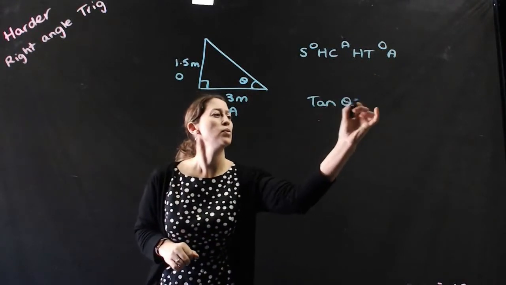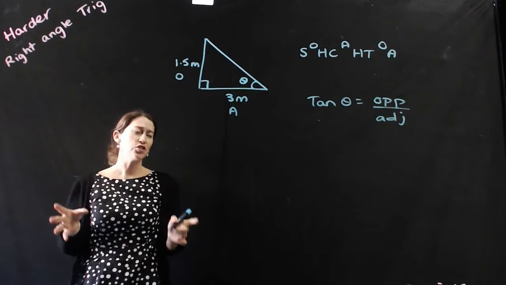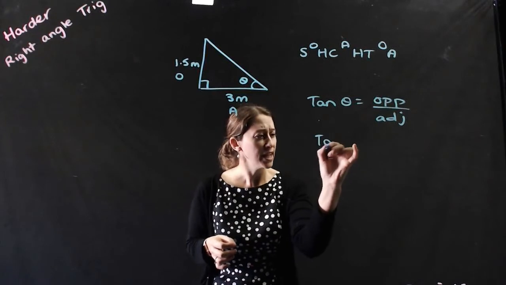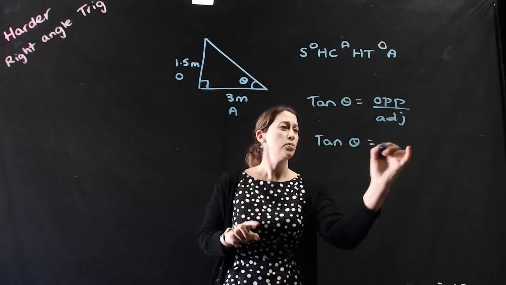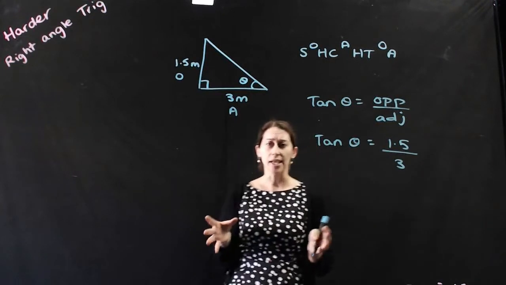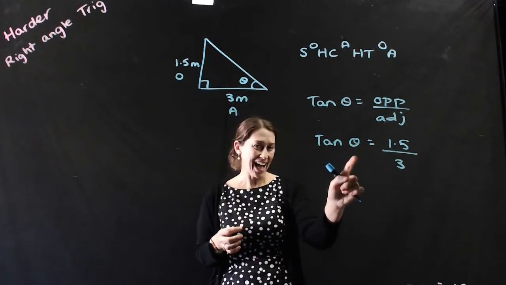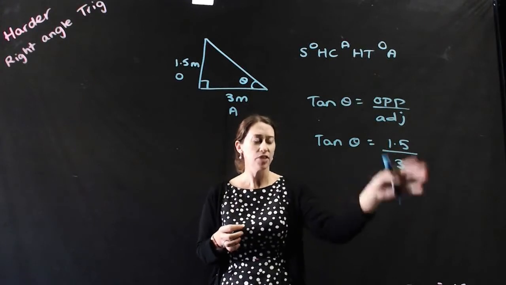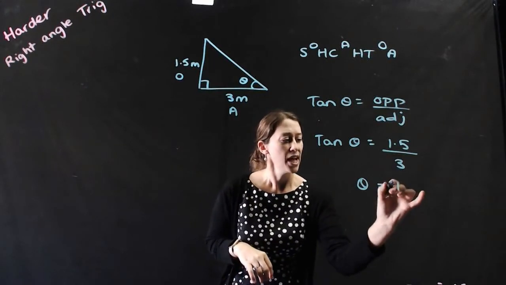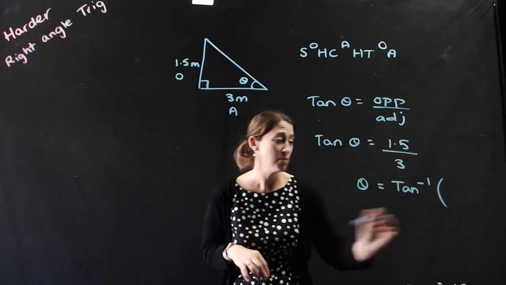Tan of the angle equals opposite divided by adjacent. Now, if I substitute the values in, the opposite is 1.5 and the adjacent is 3, I get tan of the angle equals 1.5 divided by the 3. Now I get to this point and I say, okay, tan of an angle equals this. So what angle will give me this ratio? So we're going to use the inverse function of tan. Inverse function of tan is tan to the minus 1. And I'm going to tan to the minus 1 of this to give me the angle.